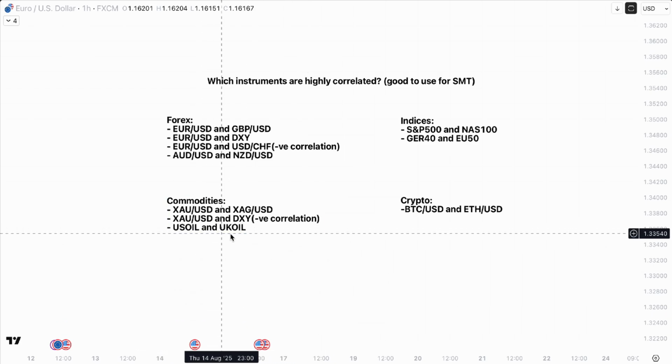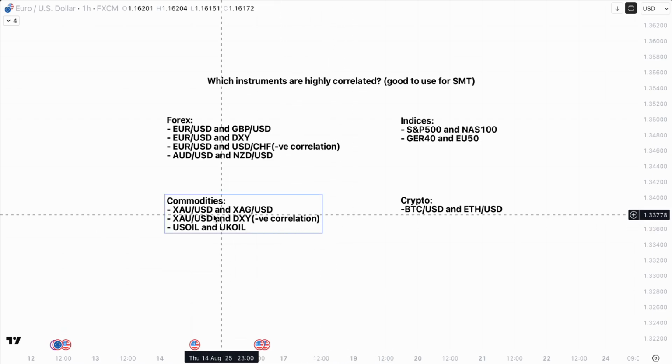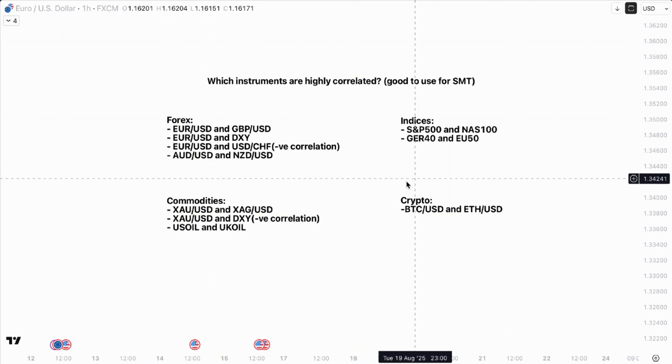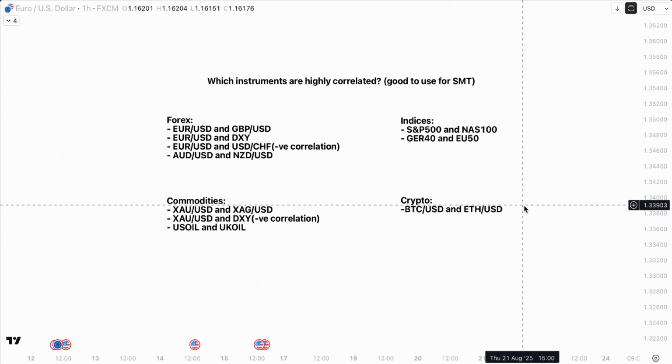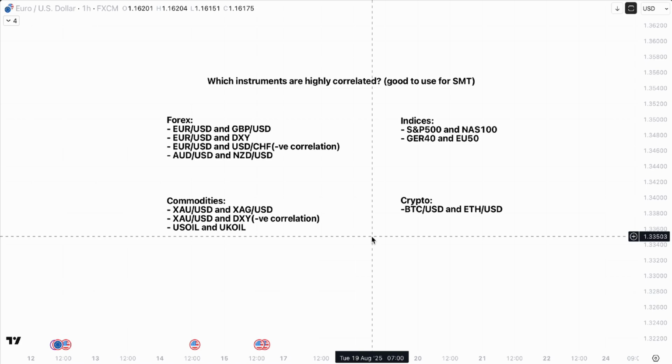So if gold goes up, DXY usually goes down. The last one is US oil and UK oil. Some people prefer to trade oil because it's quite volatile and it's also highly reliant on news. So for those who like it, this is the pair that you want to follow. And finally, crypto. So the standard pair is Bitcoin/USD and Ethereum/USD. Here are all the main instruments that are highly correlated. So if you want to find SMT, I'd recommend looking in these pairs to find the best results.